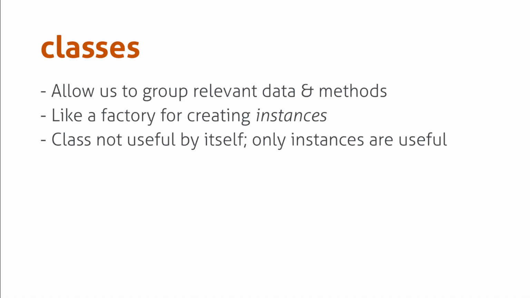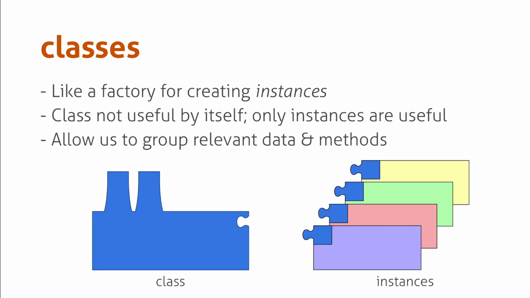Classes are useful for grouping relevant data and methods into one object. Classes are like factories for creating instances, and classes by themselves aren't useful for the most part, only the instances that they create are. I'm going to visually represent classes like this as a factory, and I'm going to represent the instances that they create like this. And notice that every instance here has a blue tip to indicate what class it came from.